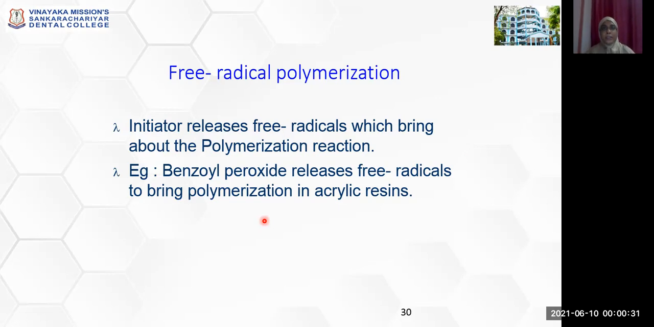So the basic idea behind this is there is an initiator. This initiator, when it gets activated, releases a free radical. This free radical binds with the monomer, forms a polymer, which again continues to bind with more and more monomers until all the monomer gets used up and the chain formation stops. The initiator here is benzoyl peroxide.